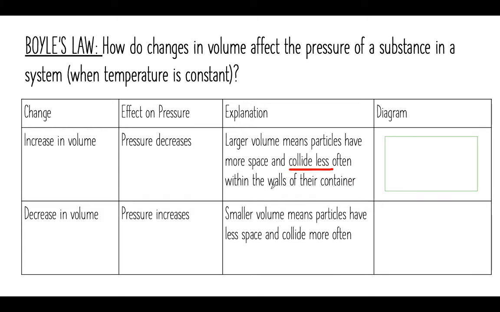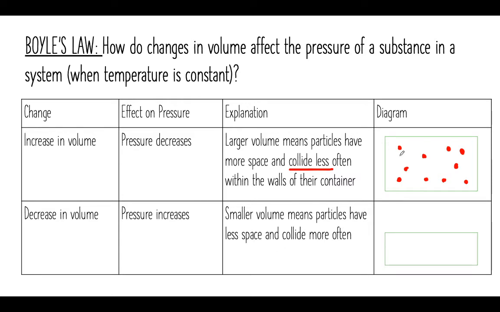So imagine that I have this larger container and it has 10 particles. I'm going to draw 10 particles here. 1, 2, 3, 4, 5, 6, 7, 8, 9, 10, right? But imagine what happens if I decrease the volume here. When I decrease the volume, the pressure increases. Why is this? Because when I'm decreasing the volume, I'm giving the particles less space, which means that they're going to collide more often and exert more pressure on the walls of the container, right?